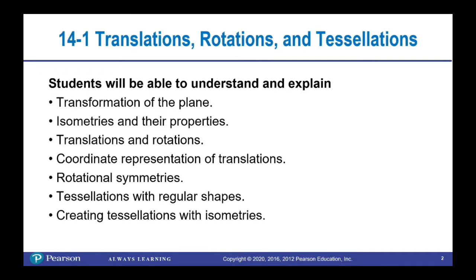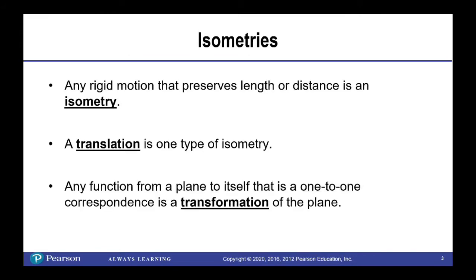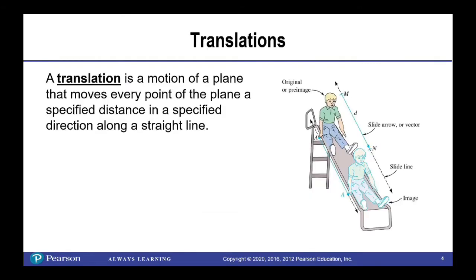So let's get started. Any rigid motion that preserves length or distance is called an isometry. A translation is one type of isometry, and a transformation is any function from a plane to itself that is a one-to-one correspondence. Let's start by focusing on translations. A translation is a motion of the plane, and it moves every point of the plane a specified distance and a specified direction. Think about a child going down a slide.